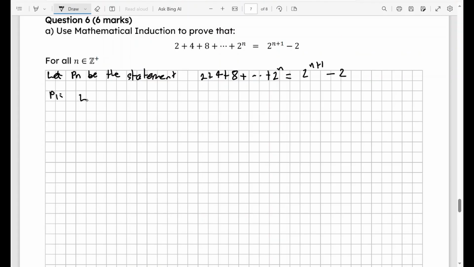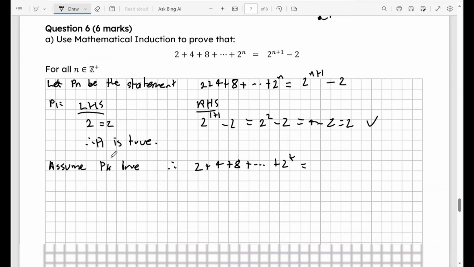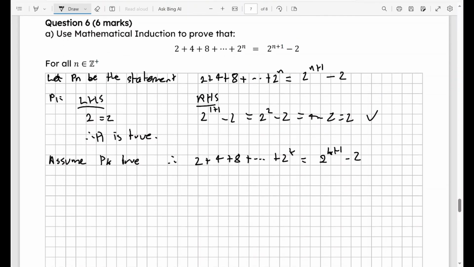So let's look at P1. On the left-hand side, we get 2, which is just 2. On the right-hand side, we get 2 to the 1 plus 1, take 2, which is 2 squared, take 2, which is 4, take 2, which is 2. Therefore, P1 is true. Assume Pk is true. Therefore, 2 plus 4 plus 8 plus all the way up to 2 to the k is going to be 2 to the k plus 1, take 2.